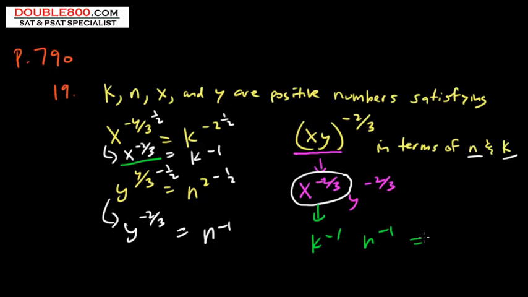Another way of saying that would be k times n to the negative 1. And if you look at the choices, another way of saying that, remember, anything to the negative 1 is 1 over that value, and that's the answer. It is A. So it's a pretty tough question.